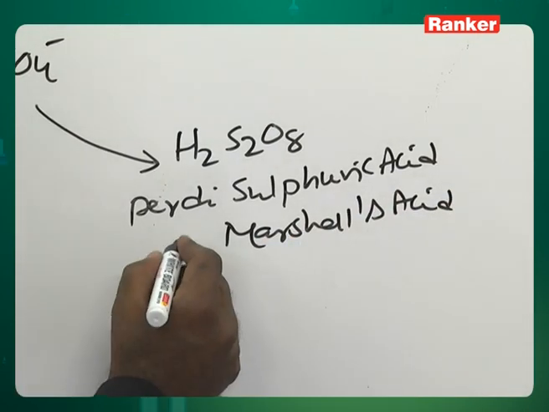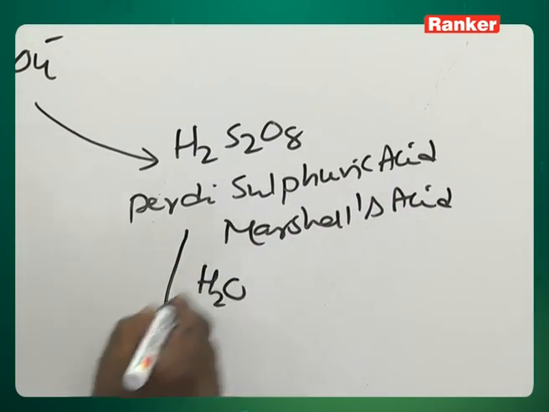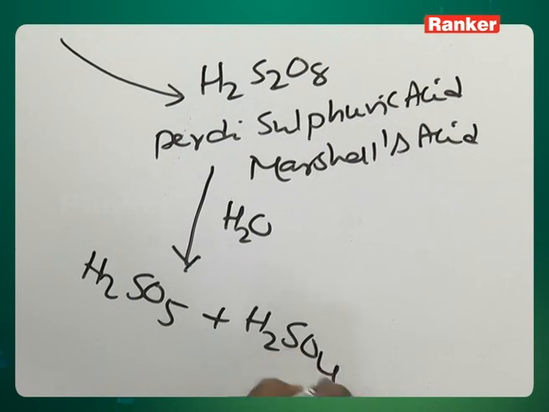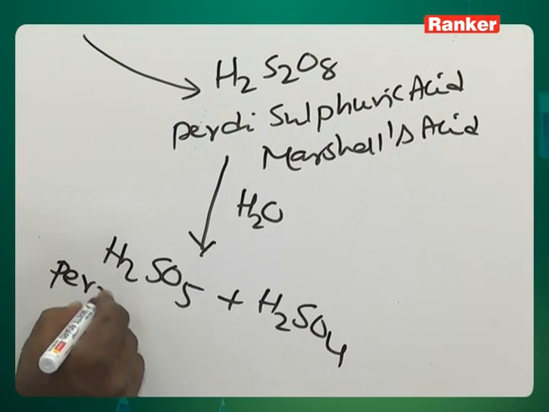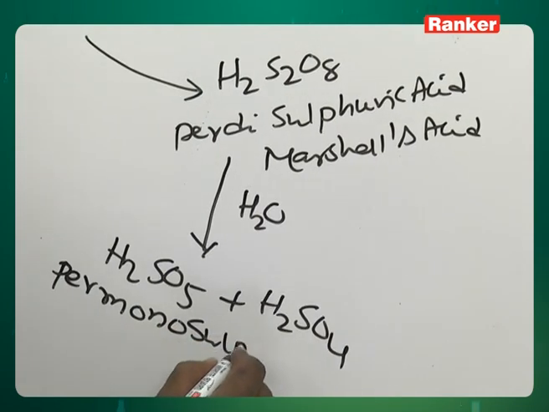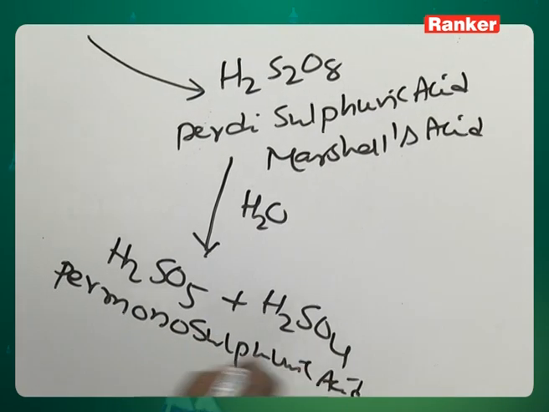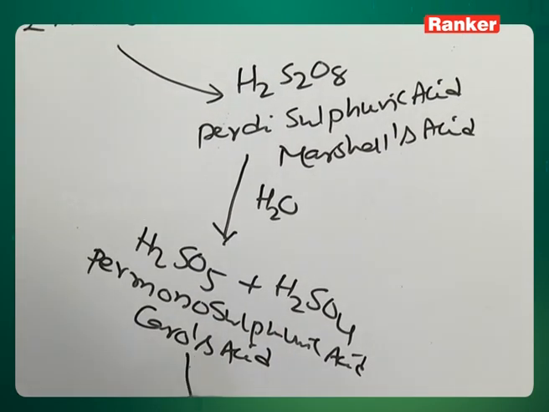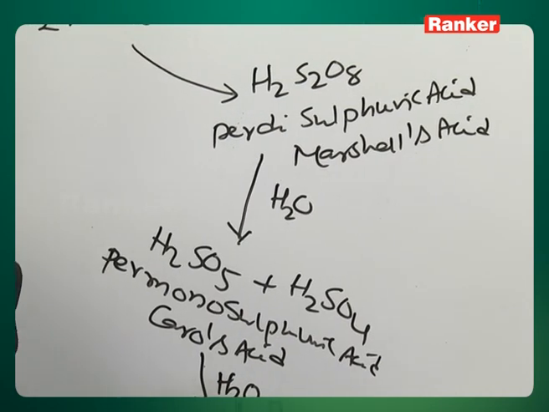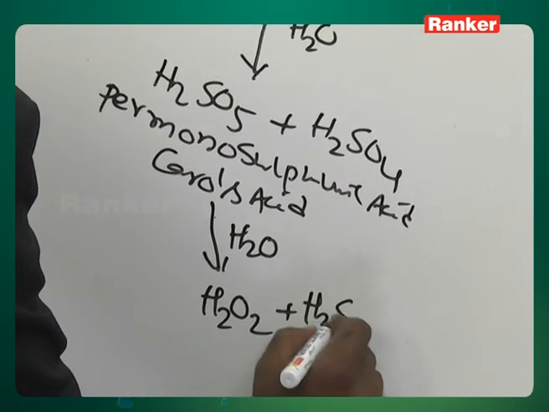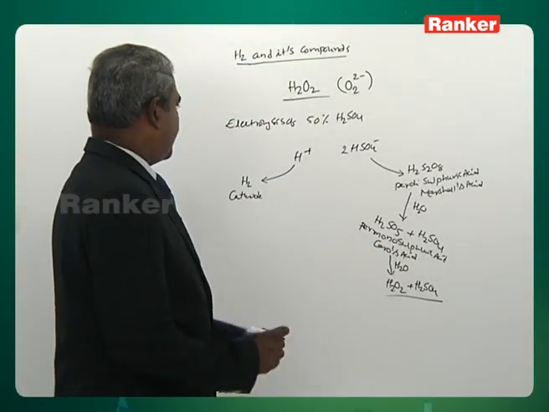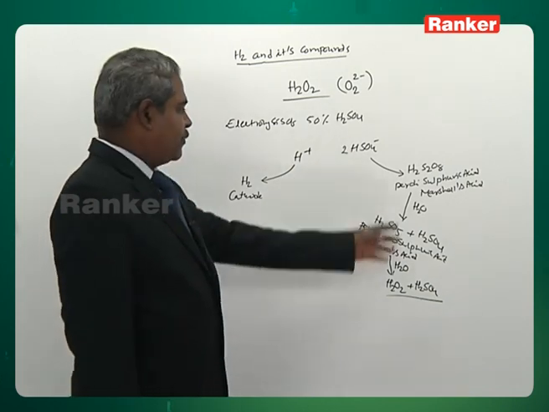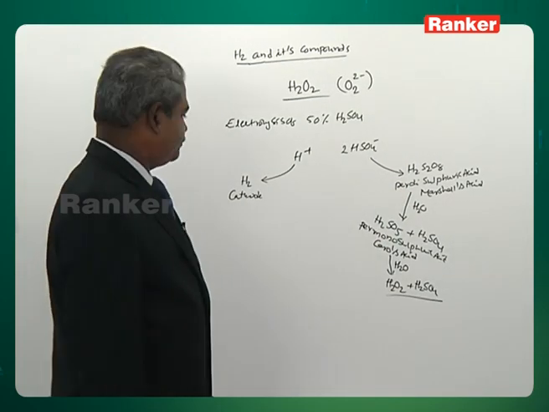Names not necessary. And when you add water to this, you get H2SO5 and H2SO4. This time it is called per-monosulfuric acid, also called Caro's acid. And when you add more water to this, you will get H2O2 plus H2SO4 again. So, electrolysis of 50% H2SO4, H plus and HSO4 minus, will produce H2S2O8 and H2SO5.